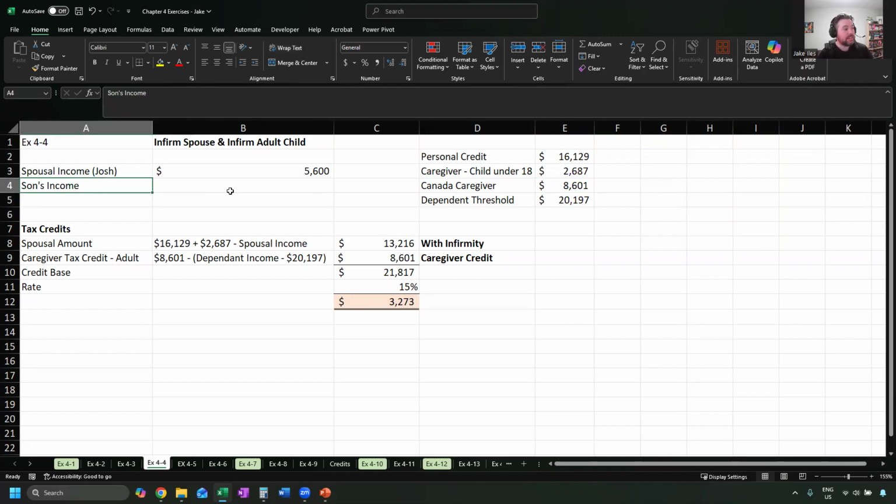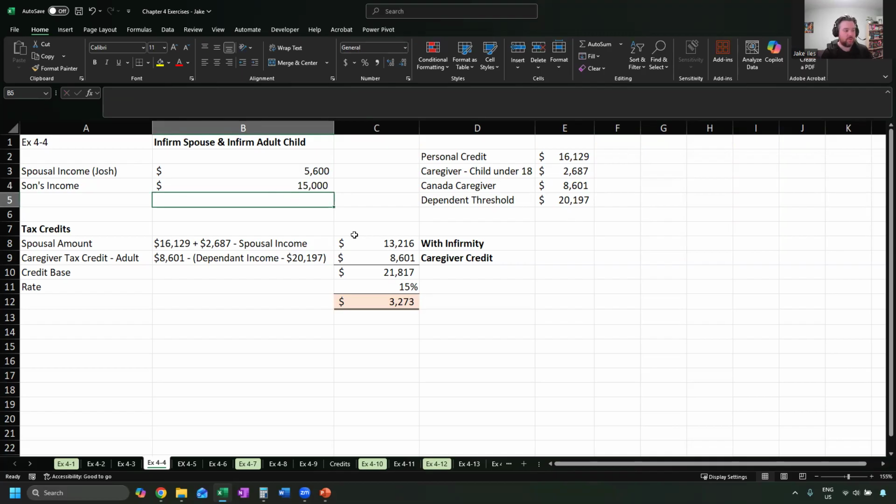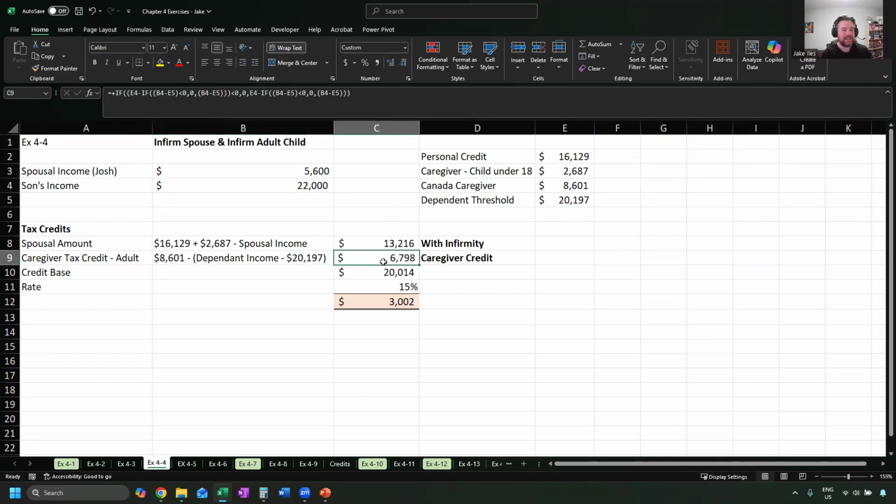The caregiver tax credit starts at 8,601, and we're going to subtract from it any income that's over that 20,000. But the son's income is zero, so we're not going to have to subtract anything from it. So we will have 8,601. If the son's income was, let's make it 15,000, there's no reduction to the credit. If the son's income was 22,000, now the income is high enough that it's affecting our credit, it's reducing it. But we were at zero, so our total credit base is 21,817. So this taxpayer will benefit from a reduction in their taxes of $3,273. 21,817 times 15%, that's the tax effect of having these credits available to us.